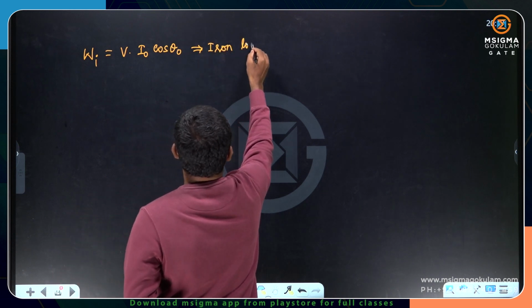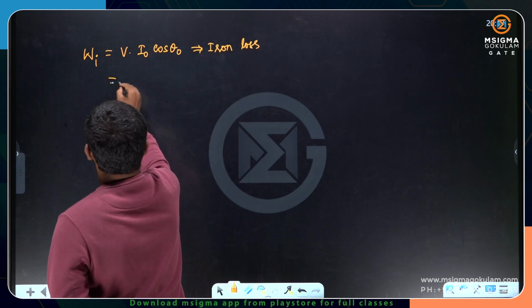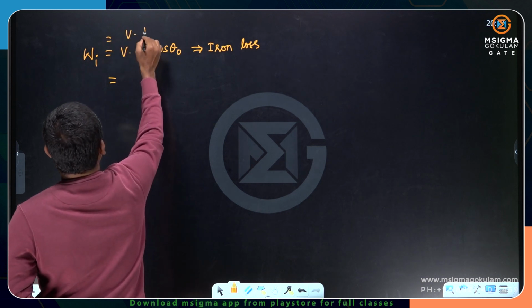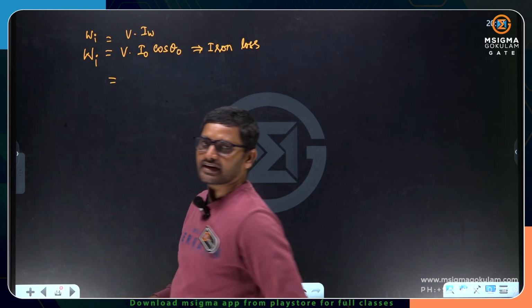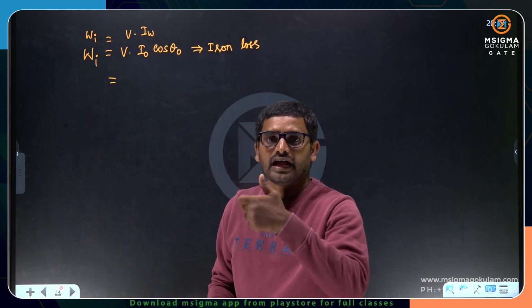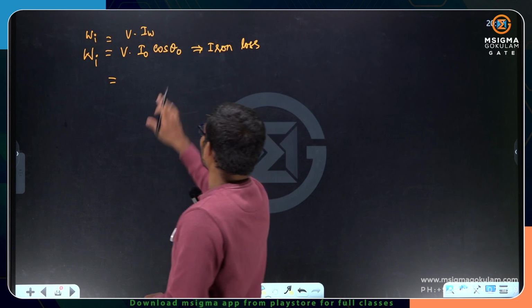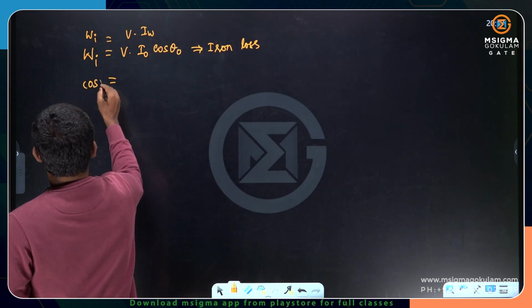How can you say that this is iron loss? Because it is the working component of current. Who is going to create the loss? Working component of current only. How do you write the working component of current? Working component of current is equal to I naught into cos theta naught. Now from this I can calculate cos theta naught.